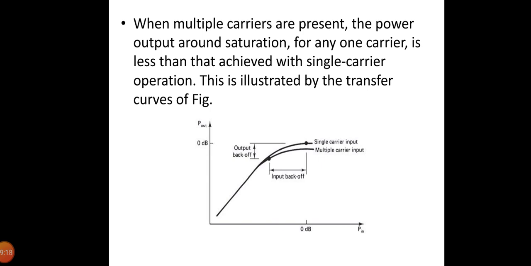When multiple carriers are present, the power output around saturation for any carrier is less than that achieved for single carrier operation. The input back off is the difference in decibels between the carrier input at the operating point and the saturation input which would be required for single carrier operation. The output back off is the corresponding drop in output power. Output back off values are always stated in decibels relative to the saturation point.